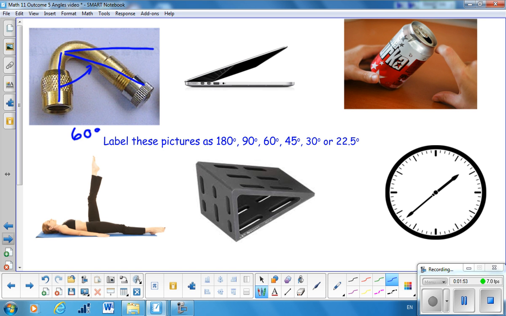If we look at the angle with this computer or the laptop, 90 degrees would be here. Half of 90 would be in the middle. So I would say that this is about 30 degrees. With our pop can, if we're looking at this angle from here to here, here's 90. It's pretty close to half, so I would say there's about a 45-degree angle. The angle in between this lady's leg and her stomach, or her body, is 90 degrees.